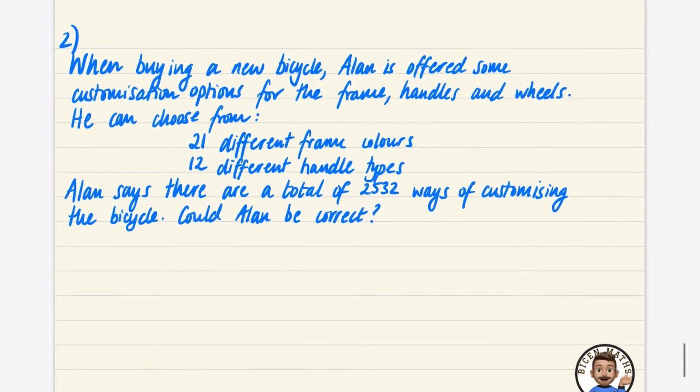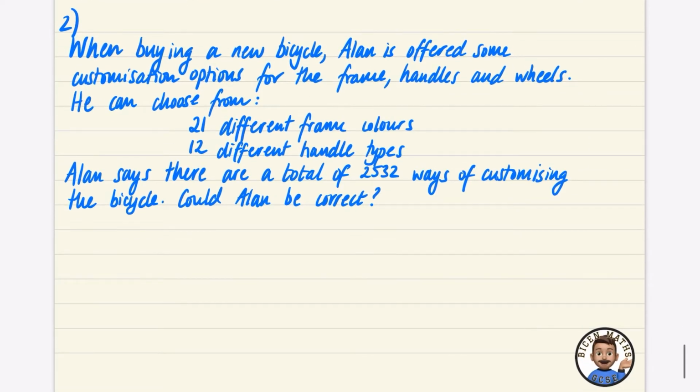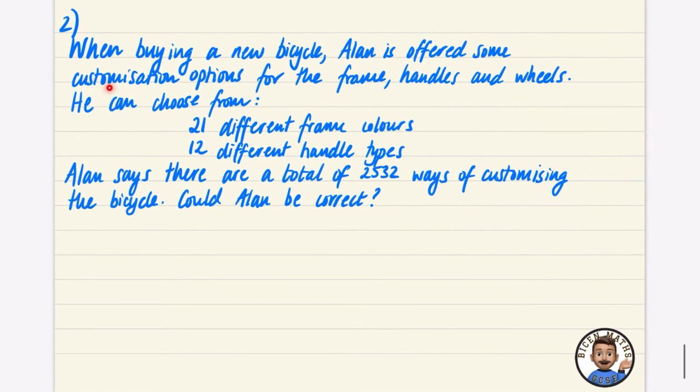Not type 2, question 2. When buying a new bicycle, Alan is offered some customization options for the frame, handles, and wheels. He can choose from 21 different frame colours and 12 different handle types. It doesn't say anything about the wheels though. Alan says there are a total of 2,532 ways of customizing the bicycle. Could he be correct? They haven't told us anything about the wheels customization, so I think we might need to find out what that could be.